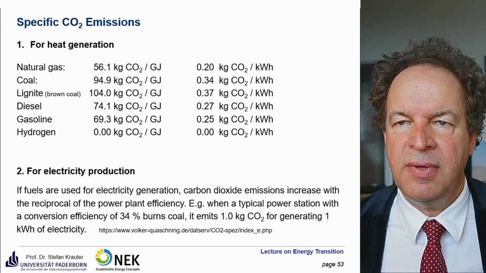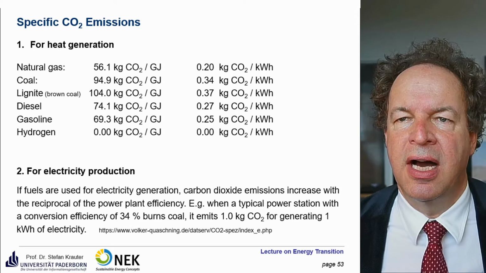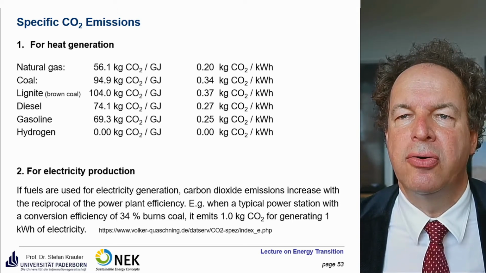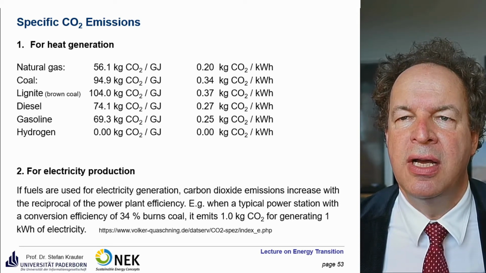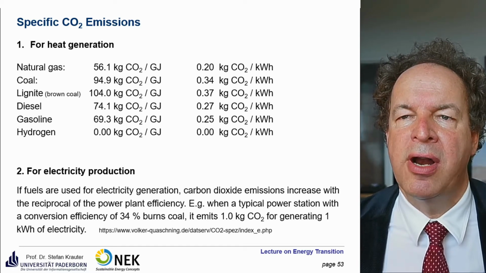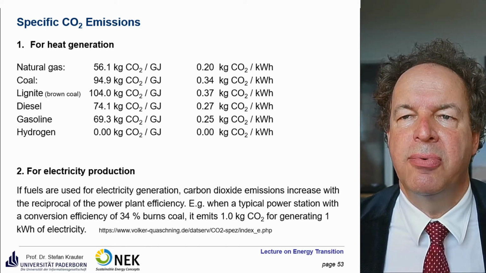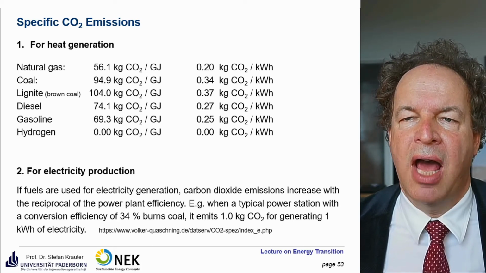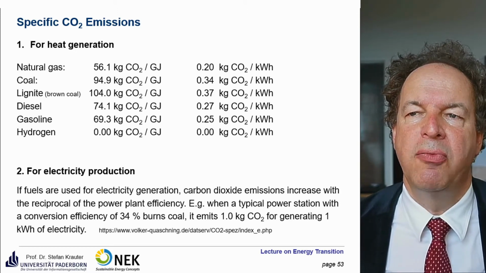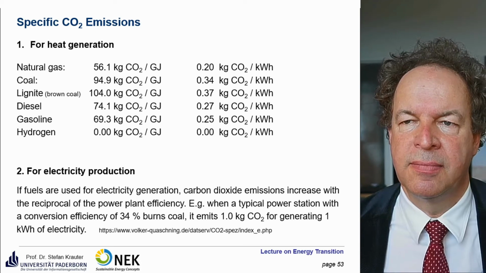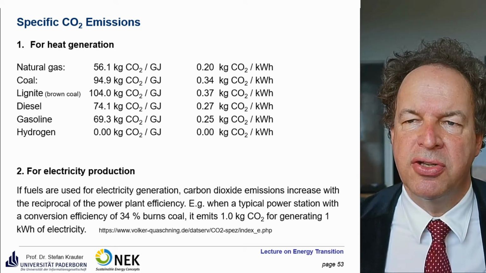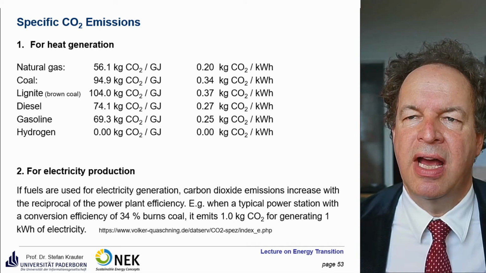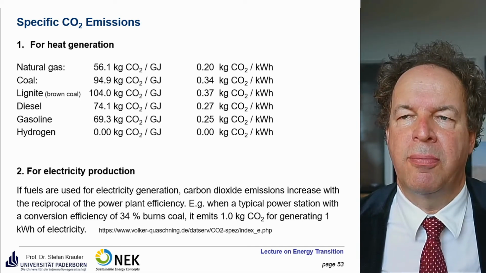For coal, it's significantly higher, 94.9 kilograms carbon dioxide per gigajoule. Lignite even higher, 104 kilogram carbon dioxide per gigajoule. Diesel is a bit lower, same as gasoline. Hydrogen, sure, has no carbon dioxide emission. It's just emitting water vapor at the end. If we think about electricity generation, as I mentioned already, we have to multiply those carbon dioxide emissions by a factor of about 3.